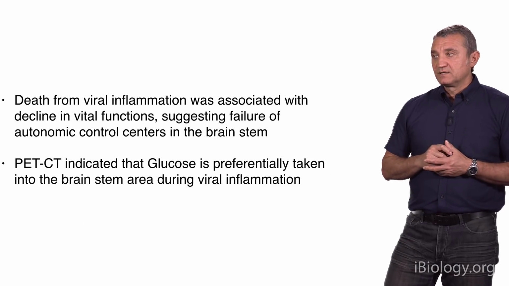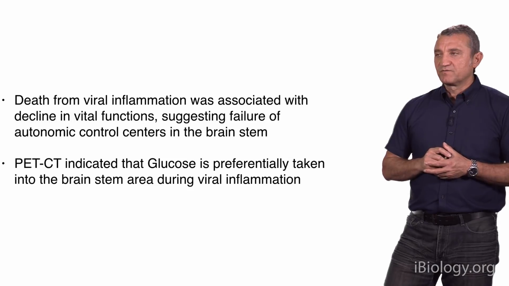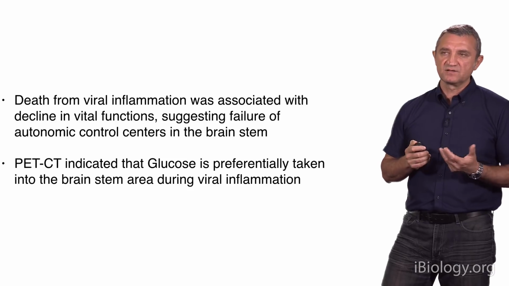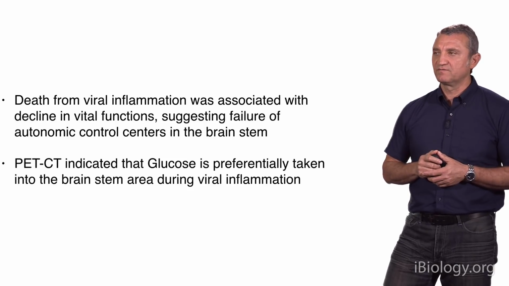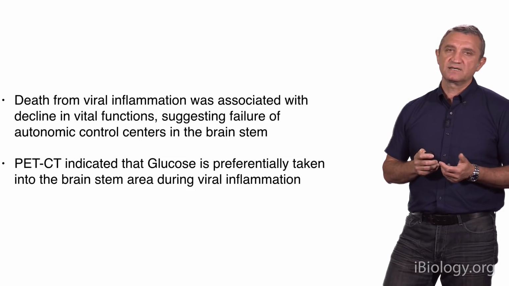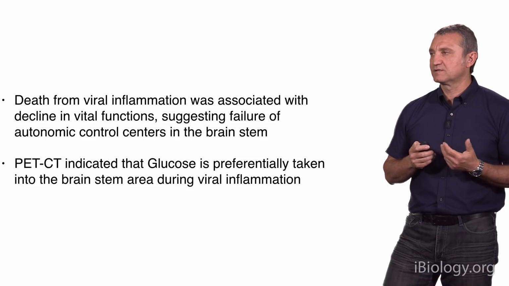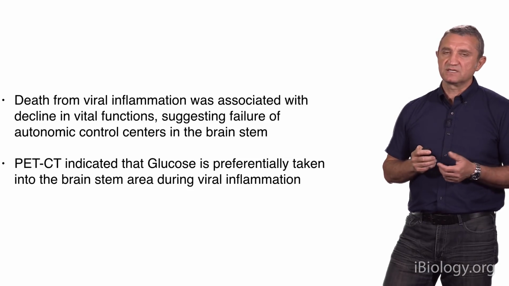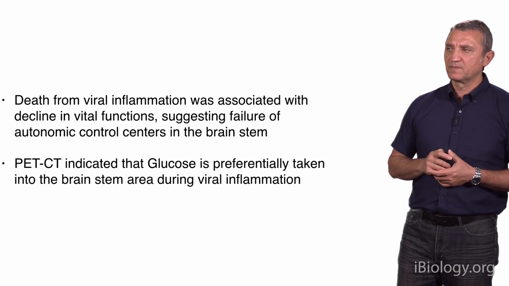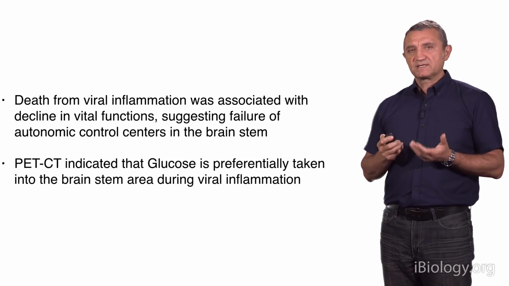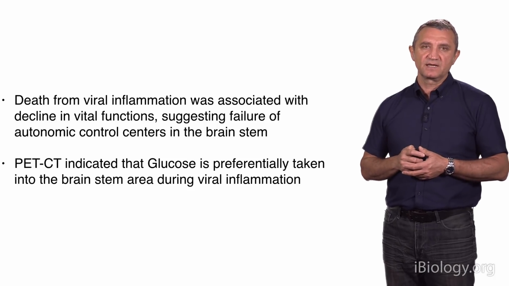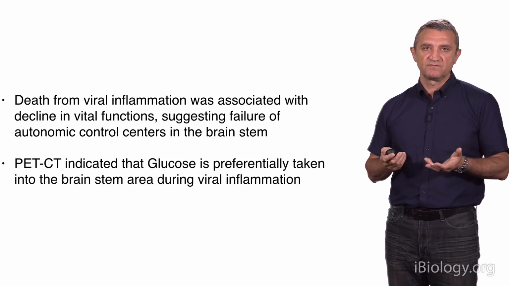So what we then noticed by performing other measurements on these mice is that the death from viral inflammation caused by either flu virus or some mimics of viral infection was associated with decline in vital functions such as heart rate, respiratory rate, and so on. And that suggested that there perhaps is a failure of the autonomic control centers that reside in the brainstem. And moreover, when we performed PET scan on these mice, again, we found that glucose was preferentially taken into the brainstem area during viral inflammation.